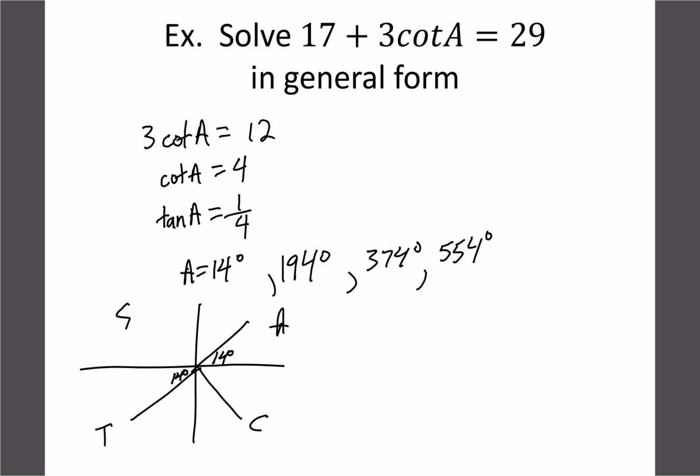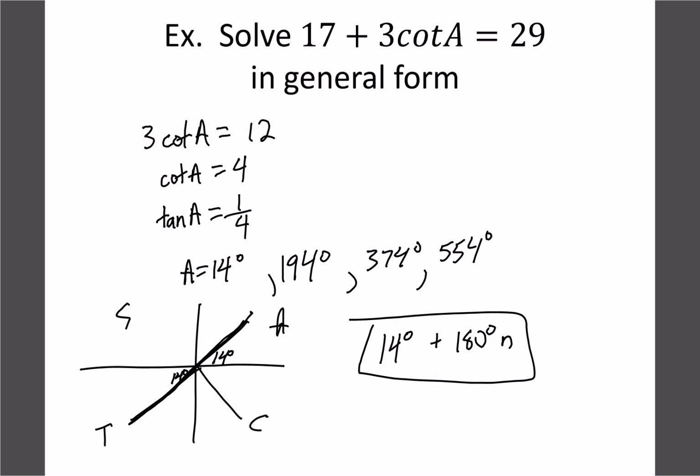So this one's a rare case where our answers, because they're perfectly straight across from each other, are actually only 180 apart. So the general form in this case, we would just say 14 degrees is our one answer, and every answer after that we're just adding 180 each time. So we can just write that as plus 180 n, and that's it. Where n is any integer, so that just means we're going around multiples of 1, 2, 3, 4, or negative 1, 2, 3, 4. It doesn't matter. That'll give us the exact same answer as our 14, 194, 374, and so on.